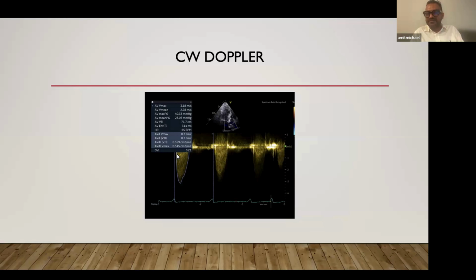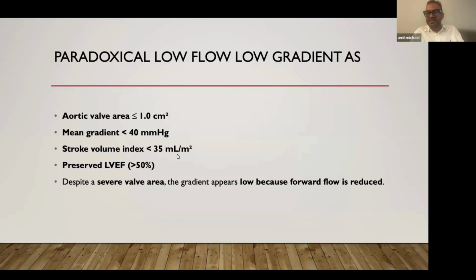But when somebody's ejection fraction is normal, which in this guy it's normal, but you have a valve area which looks like severe, but you're not getting severe gradients, then that is what we call paradoxical low flow, low gradient aortic stenosis. That's the definition of a paradoxical low flow AS, where you have a valve area of less than 1, a mean gradient less than 40, LV function is preserved, it's more than 50%, but the stroke volume index to the body surface area is less than 35. So the LV is not generating enough stroke volume to generate those kind of gradients which we should see in severe AS. So these are called the low flow states.